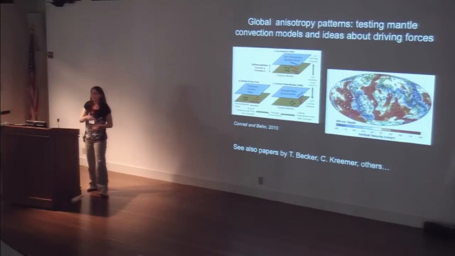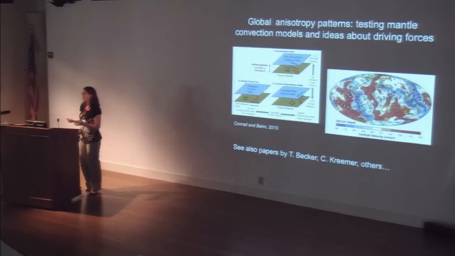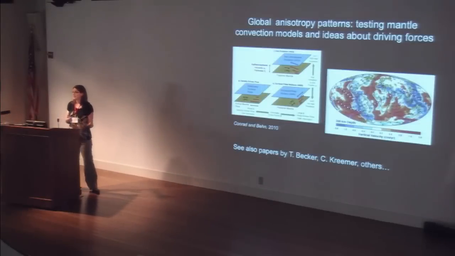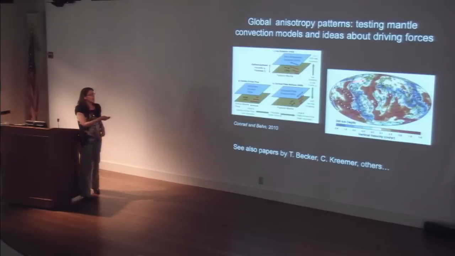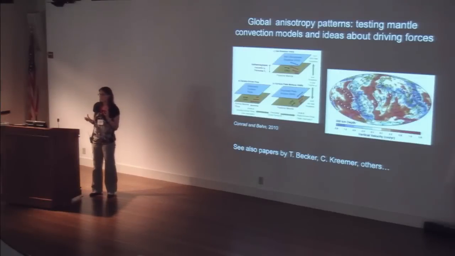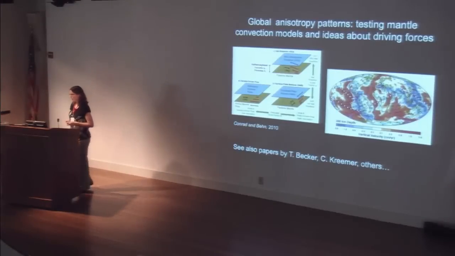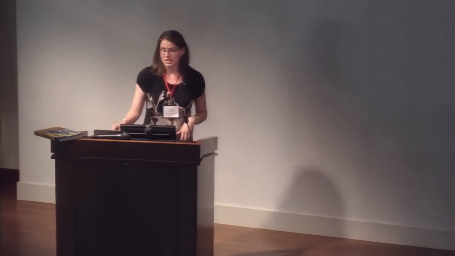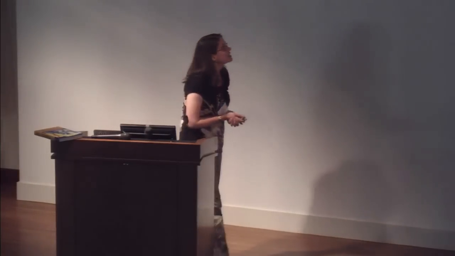So you can run a bunch of models varying some parameters and see which model gives you the best fit to these azimuthal anisotropy observations beneath oceans. And this kind of approach works quite nicely for testing ideas about what's driving the plates, how important density-driven flow is versus plate motion, and how much net rotation of the lithosphere we have. So I think anisotropy is a very nice tool for thinking about these kinds of questions.